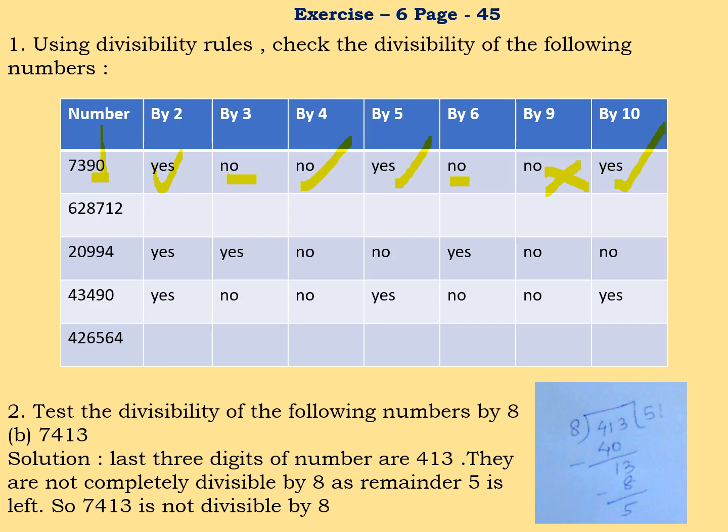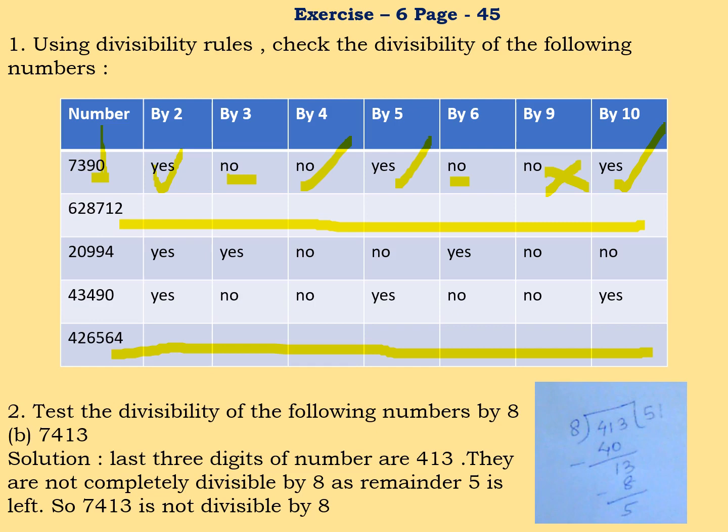In the same way, I have written answers for 2 more numbers and 2 are left for you to do as homework. Kindly complete the table and submit your homework. Let us see one more question of the same exercise. Test the divisibility of the following number by 8.